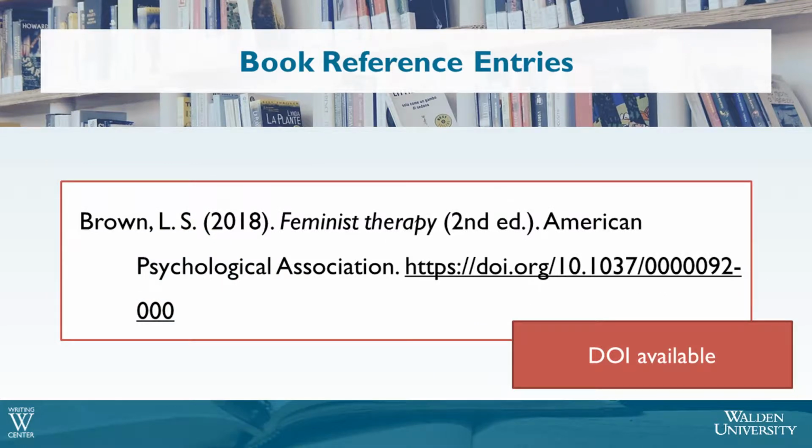In particular, note that the biggest difference for this example is that it does have a DOI number, which I have included at the end of the entry as a URL. This last component completes this reference entry, and now you've seen an example of a book reference entry, both with and without a DOI number.